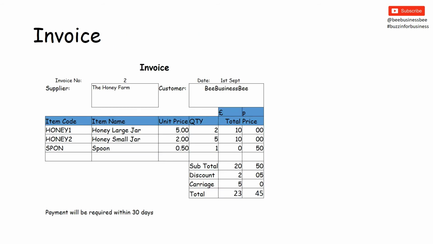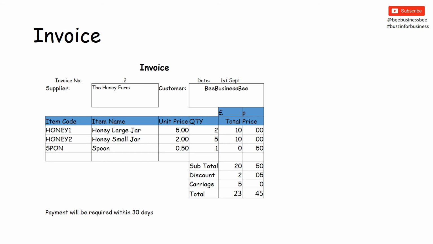Now the invoice will look something like this. It typically has an invoice number and it'll be dated. Again, it'll say who the supplier is and who the customer is. And you've seen it before. It looks very much like the actual purchase order, only this time it's being sent by the supplier to the customer.